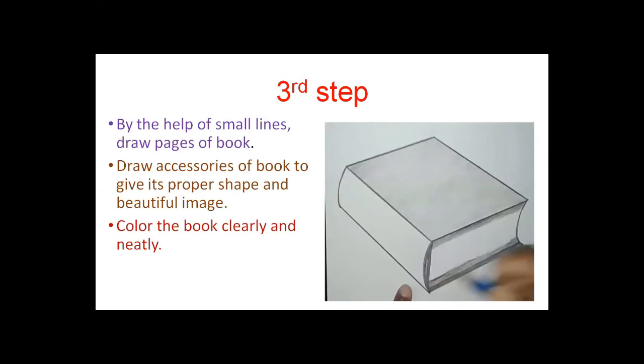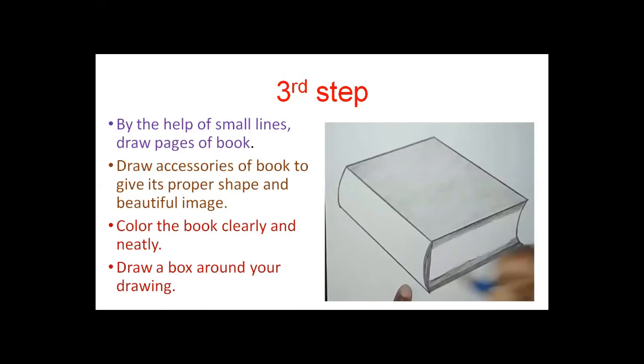In the third step, we will draw the first step. Okay, in the first step we draw a square, and then this square is converted into a cuboid like this, and then we make square lines, and after that we shade it, and then we show the lines with the help of a ruler. These lines show the pages of the book. After that we will put the other accessories on the book to make a beautiful diagram.